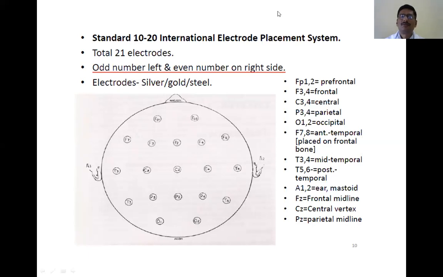As the name indicates, FP1 and FP2 are the prefrontal area, F3 and F4 are the frontal area, C3 and C4 the central area, P3 and P4 the parietal, and O1 and O2 the occipital. These are all the placements, and each area is denoted like this: this is prefrontal, and like this for every area you place the corresponding electrode.